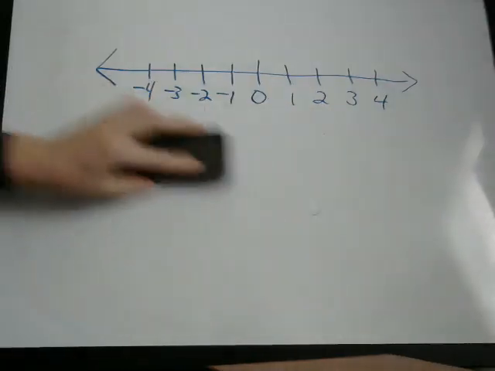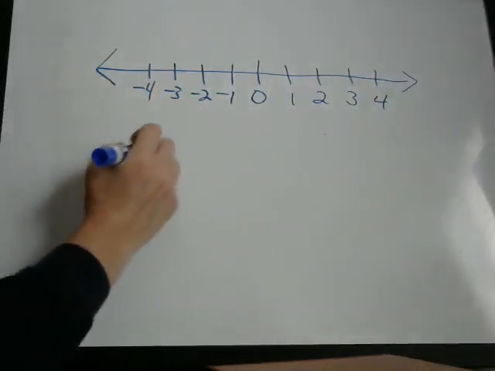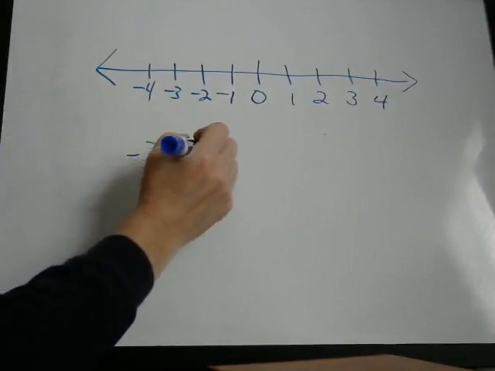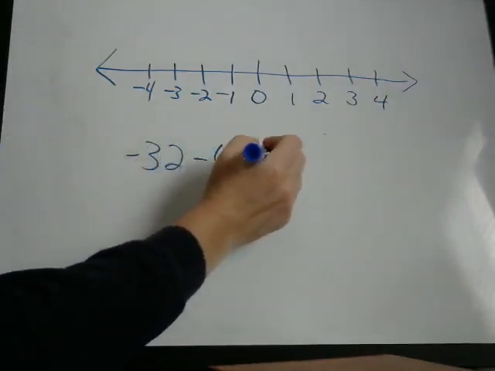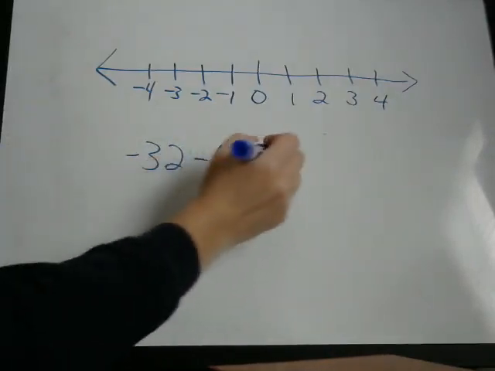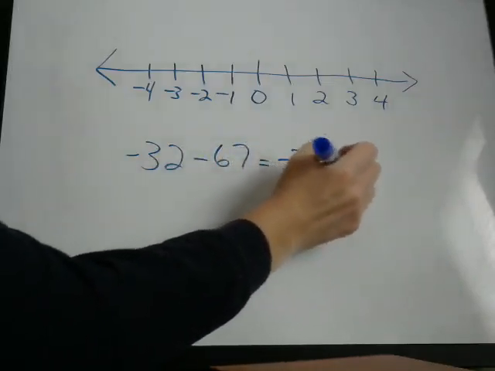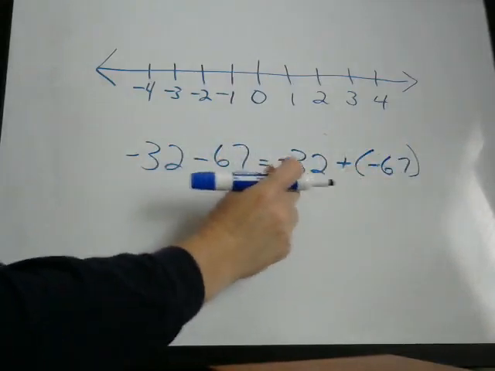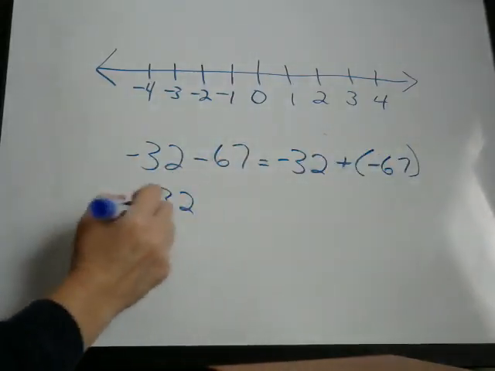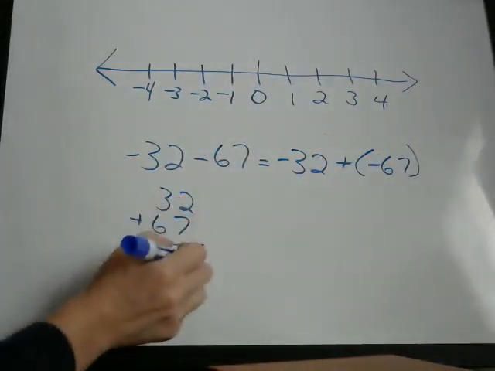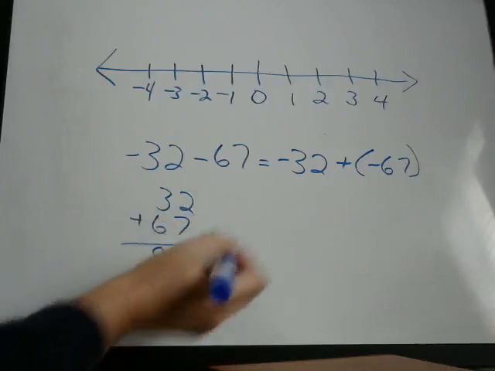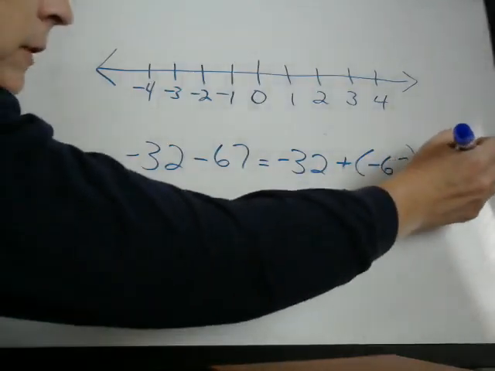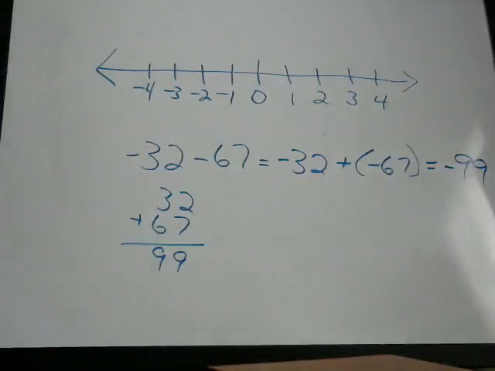Same thing if we do larger numbers. For example, negative 32 minus 67 is the same thing as negative 32 plus negative 67. So we add these two up. 32 plus 67 is 99, and we put a negative sign in front of it. So it's negative 99.